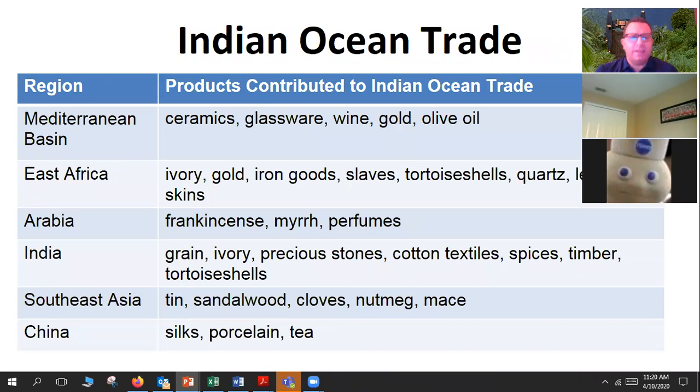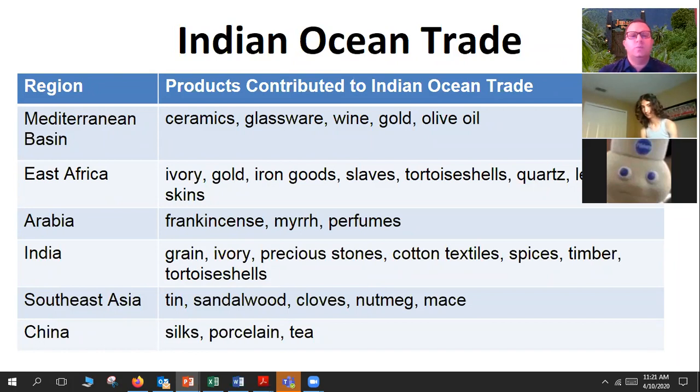Now, if we think about Indian Ocean trade in terms of what goods are moved and brought back and forth, this chart provides you some idea of the, as I said, mass market goods that are traded along the Indian Ocean. Now, are there some luxury goods on here? Absolutely. You see gold is on that list, porcelain and silk. But look at some of the other items here. These are not luxury items.